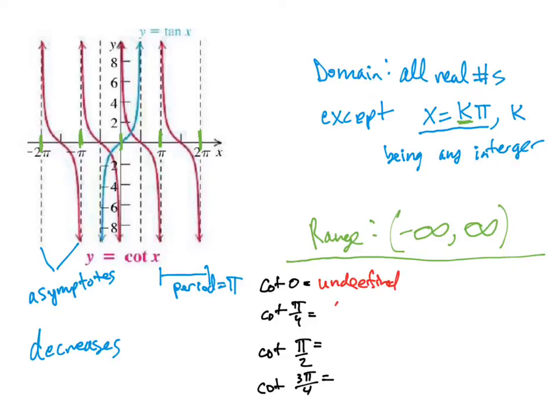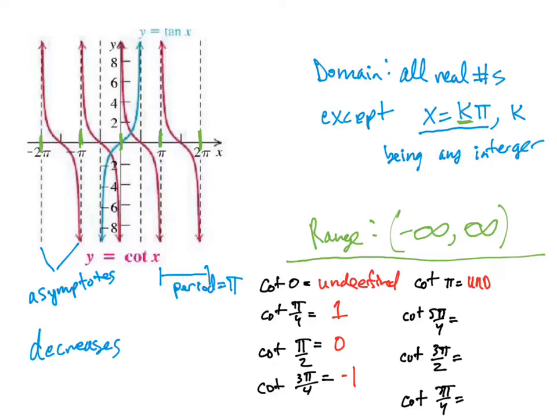Cotangent at pi over 4 is 1. Cotangent at pi over 2 is 0. Cotangent at 3 pi over 4 is negative 1. Cotangent at pi, we're back to being undefined. Cotangent at 5 pi over 4 is positive 1. Cotangent at 3 pi over 2 is 0. Cotangent at 7 pi over 4 is negative 1. And then cotangent at 2 pi is undefined again.